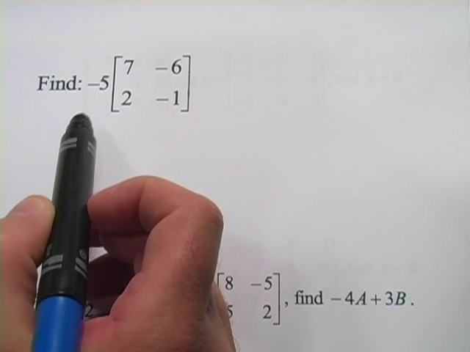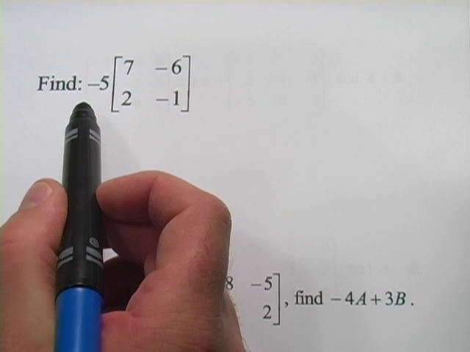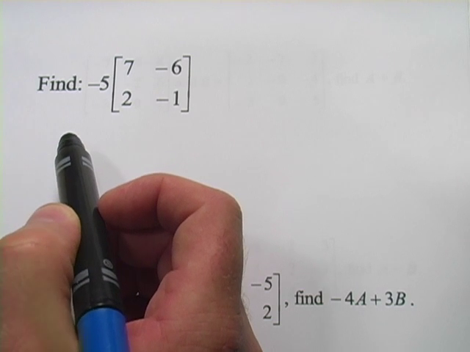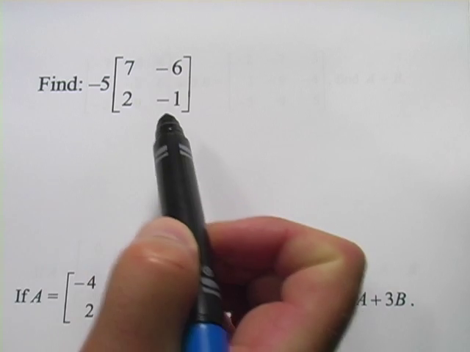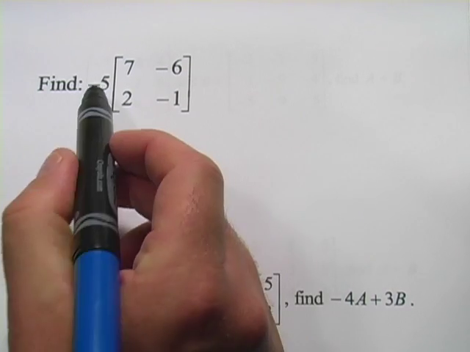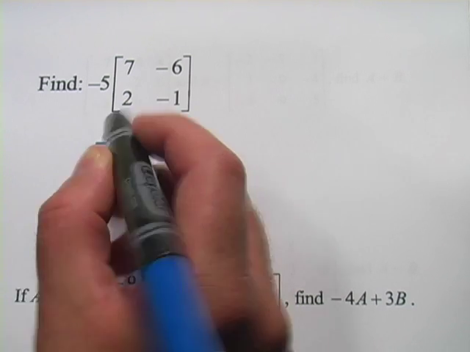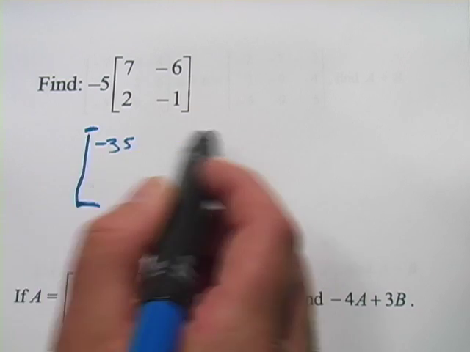Now what we're doing here is multiplying a matrix by some number. Sometimes that's called a scale factor or a scalar. And all you really have to do is multiply that number by each number in the matrix and then make the new matrix. So negative 5 times 7 would be negative 35. And that goes in the same position of the 7. So first row, first column.